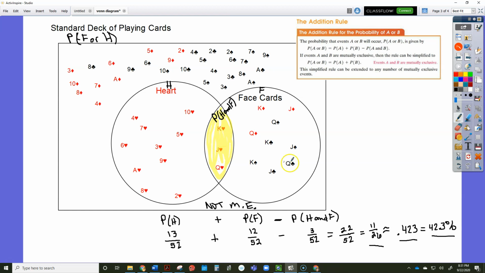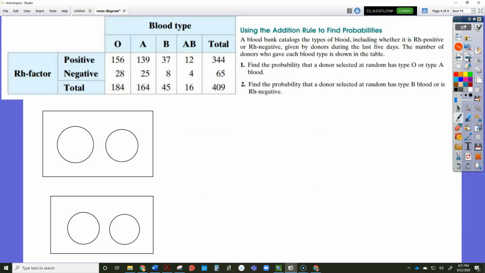Okay, so now that we understand that, I did go ahead and draw the two Venn diagrams, and you can do it, but you don't always have to draw a Venn diagram. Sometimes it's just obvious, like for example, find the probability that a donor selected at random has type O or type A. So for problem number 1 right here, there's the word or. So the probability of O or A. So or should tell you to add.